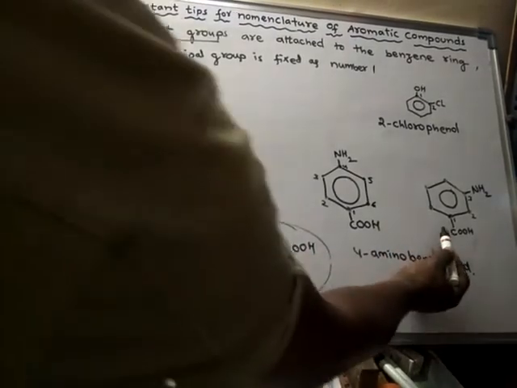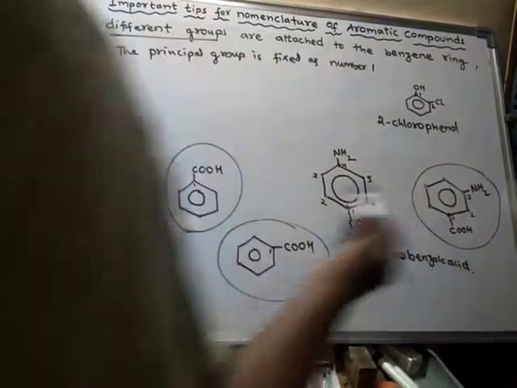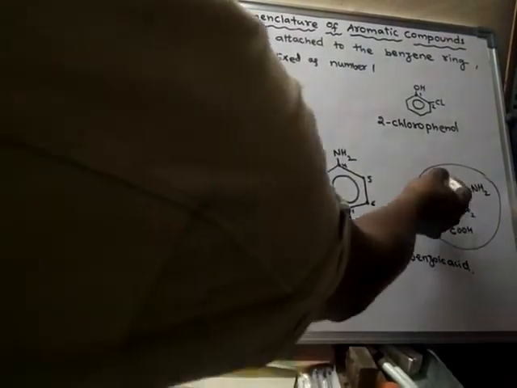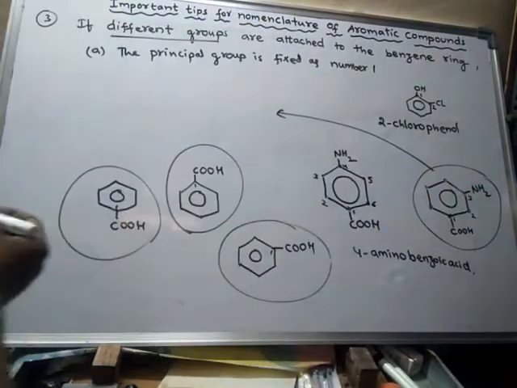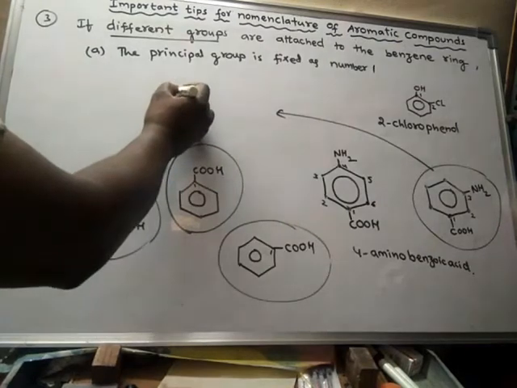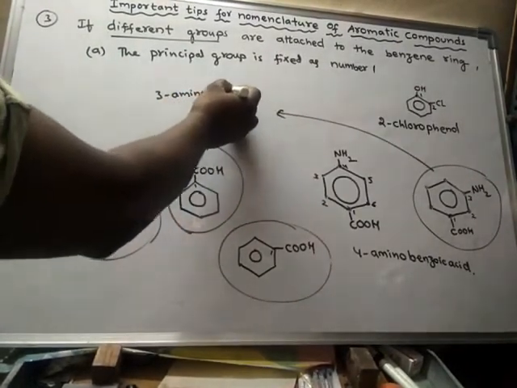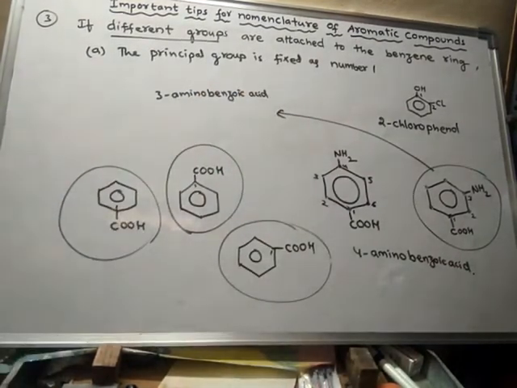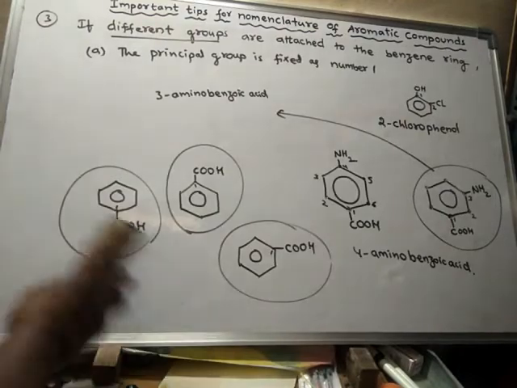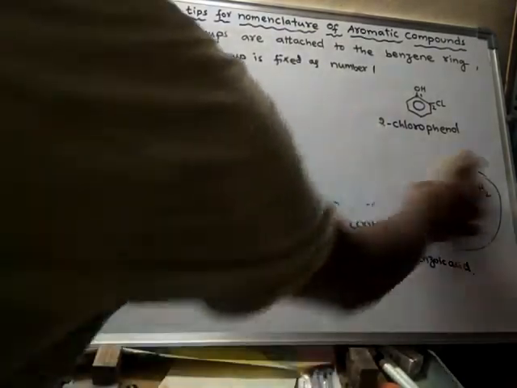So what is the name of this compound then? Are these two compounds the same? No, these two compounds are different. In this compound, on the third carbon an amine group is present, so it is called 3-amino benzoic acid. Like this. Right? Next one.